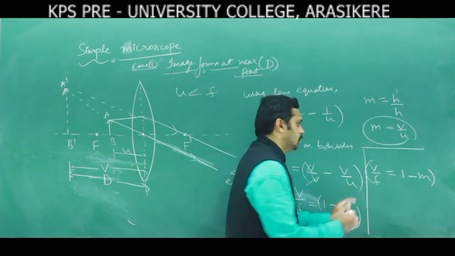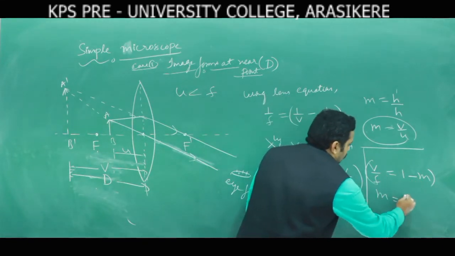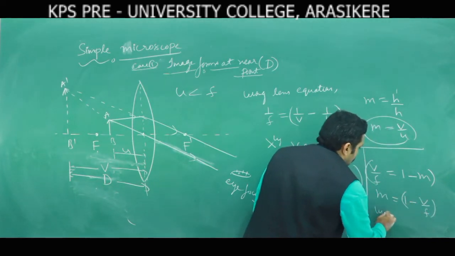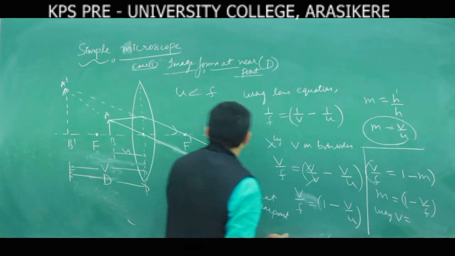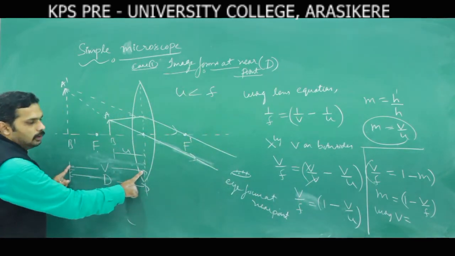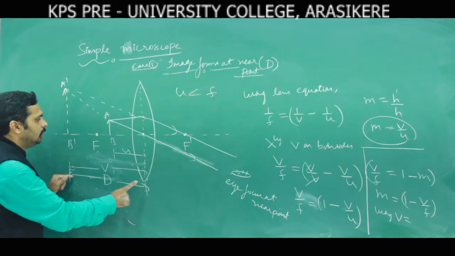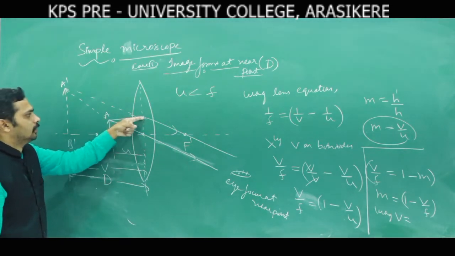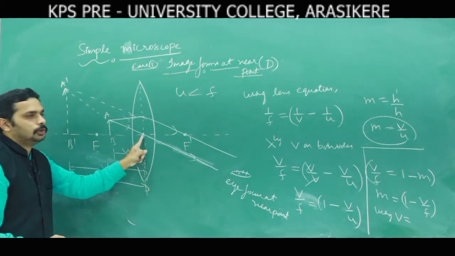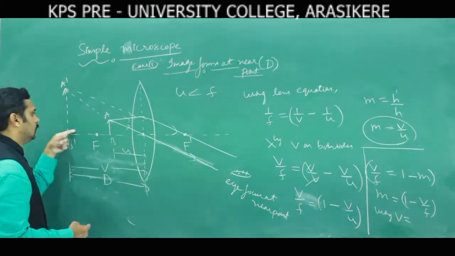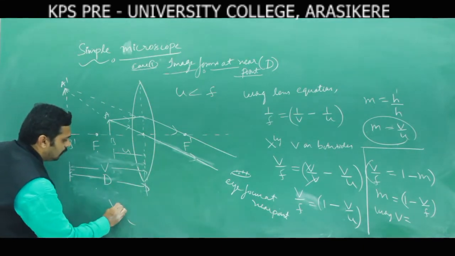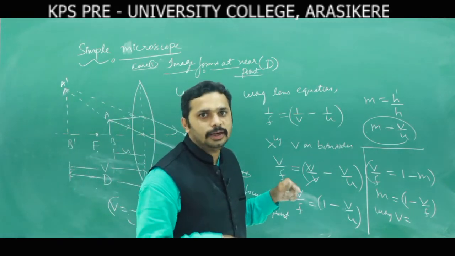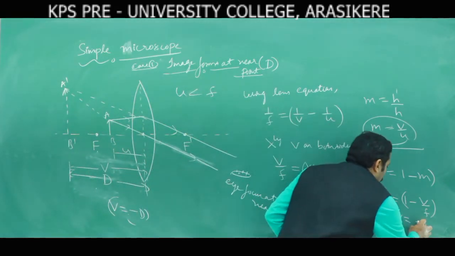You take minus m to the left hand side, it becomes plus. You take v by f to the right hand side, minus v by f. What is v? The image distance. The image forms at near point, so v is equal to D. But I am measuring against the direction of incident light, from the optic center. Actually v is equal to minus D, because it is against the direction of the incident light. So v is equal to minus D.